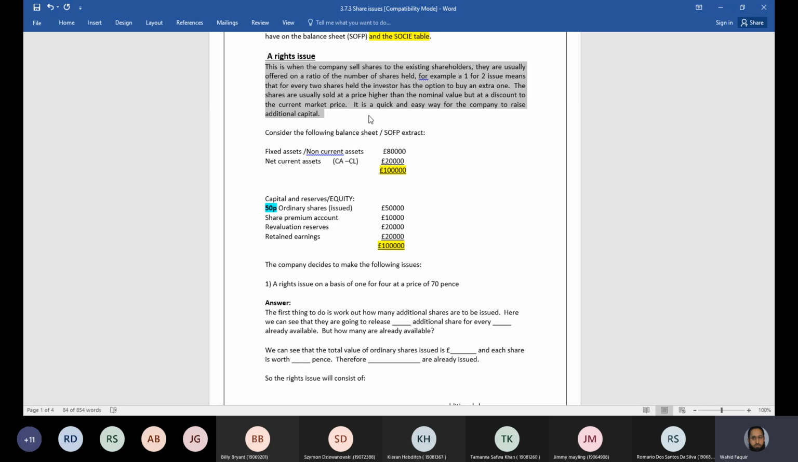Why would they discount them? Because they're selling to existing shareholders. So it's kind of a bonus to them, isn't it? It is a quick and easy way for the company to raise additional capital. And that's another reason why they sell them slightly less than the market value, because they're encouraging existing shareholders. They're enticing them with an attractive price. The market price might be 80p, but they've decided to sell them at 70p. How much were they when the company started off? 50p. Right, let's get through this then.